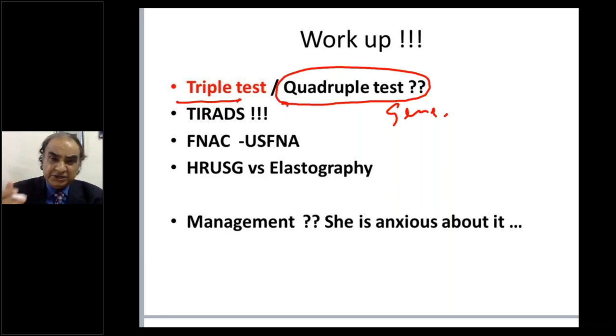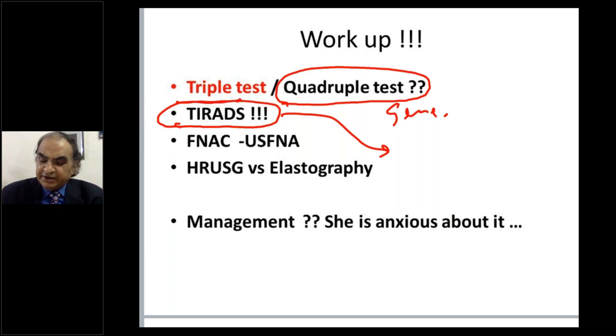So the triple test is essentially clinical, a good history, and when you're taking the history, what is important? Age is important, we know that. With AJCC 8th edition now, 55 years is the cutoff for the risk being higher. And male gender is a higher risk of malignancy, although it's commoner in females. But when it happens to males, the risk of malignancy is higher.